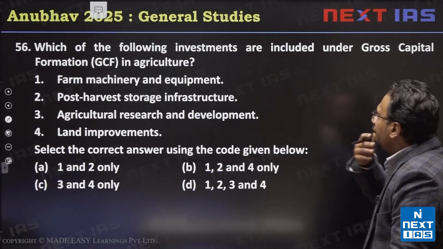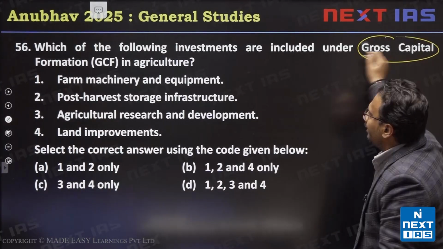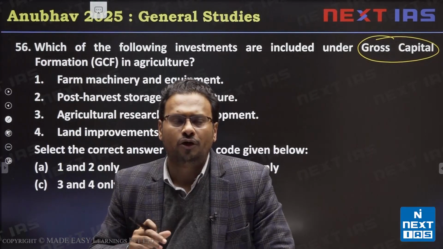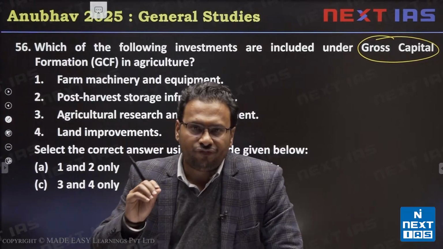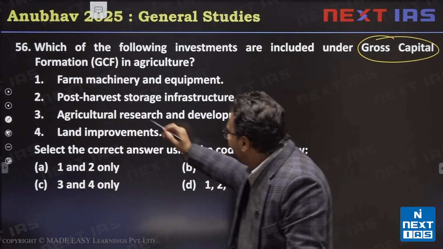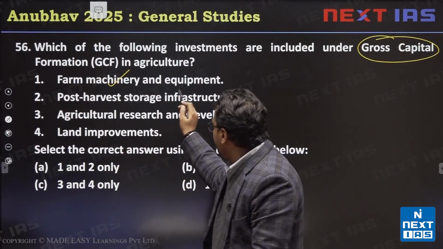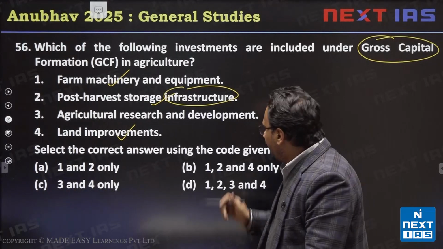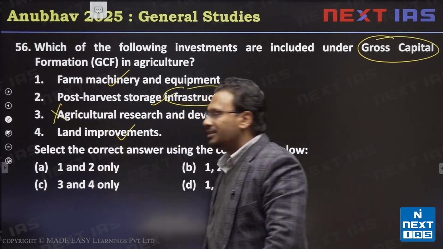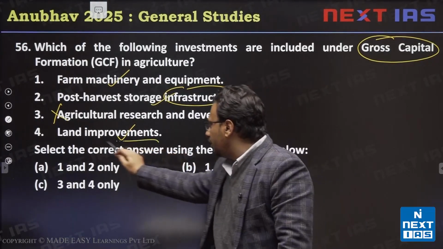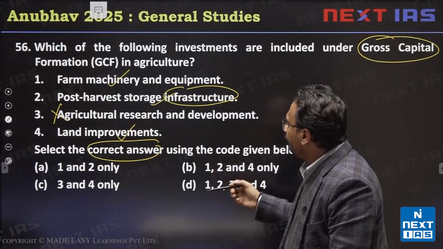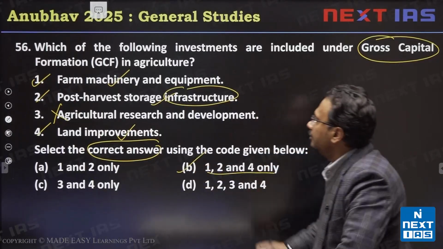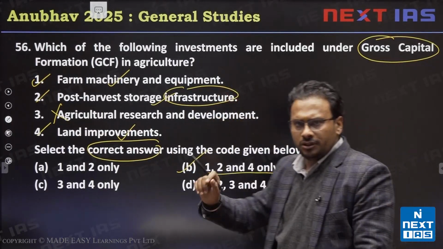Move ahead. Which of the following investments are included in the gross capital formation? Gross capital formation means the sum of all the additions made to fixed assets. Farm machinery is a fixed asset, post-harvest infrastructure is a fixed asset, and land improvements are fixed assets, but agriculture R&D is definitely not part of fixed assets. So 3 can be eliminated and we have the answer 1, 2 and 4. B will be the answer. Again, we can solve these kinds of questions if we have the basics in our mind.